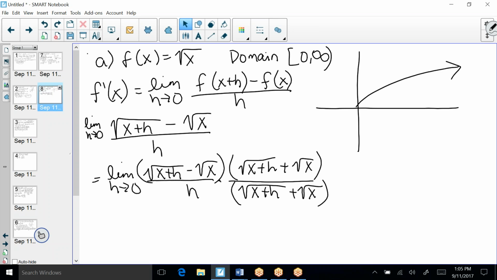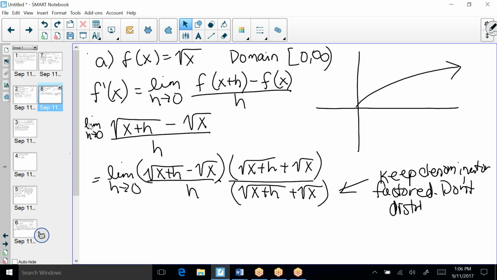Okay. So now let's do that multiplication. In the numerator, we're going to FOIL. In the denominator, we're going to keep it factored because the whole point is to try and cancel a common factor. So don't distribute that h into the denominator. So let's just keep the denominator factored. So don't distribute. All right, so this is the limit as h goes to 0. And now let's FOIL that numerator.